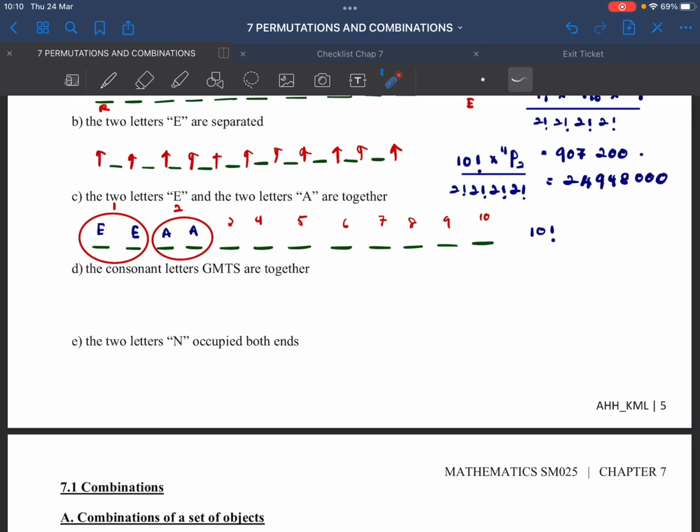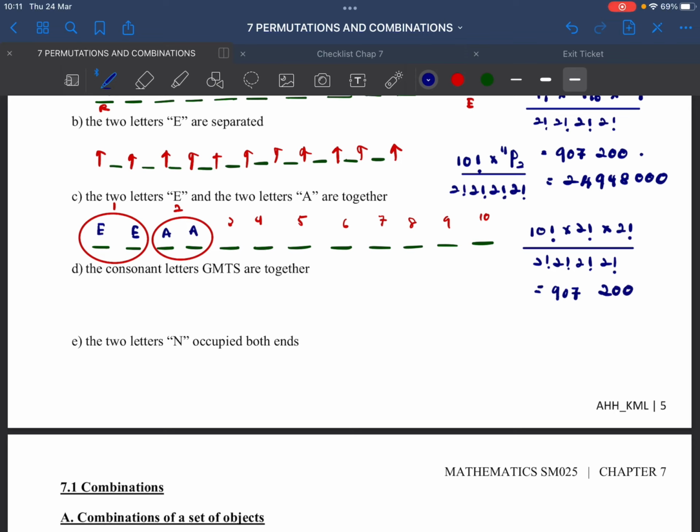Okay, and jangan lupa antara 2 E boleh bertukar tempat. Okay, so that's gonna be 2 factorial, and also the 2 A's can be changed. Okay, can change place, 2 factorial. Divided by all the repeated object, 2 factorial, 2 factorial, 2 factorial, 2 factorial. You supposedly get 907,200. Okay.